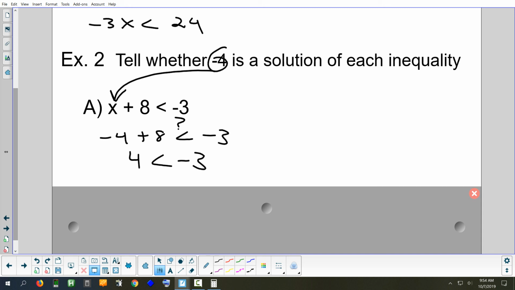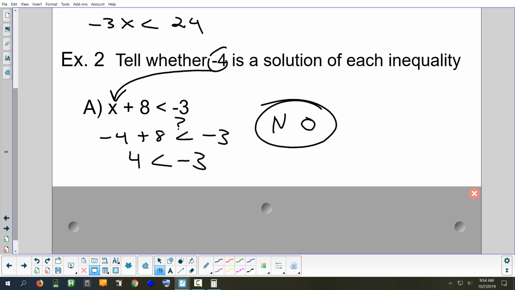What do we think? False. That's false. So is -4 a solution? No. What numbers are solutions? Well, we didn't figure that out yet, right? All we know is that -4 is not a solution. Wait, what did you do with the 8? We added it. We added -4 and 8 and got 4.